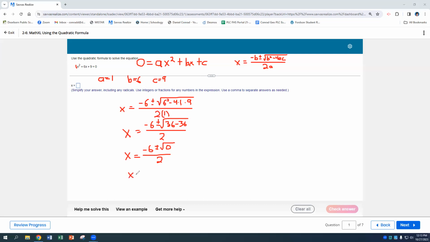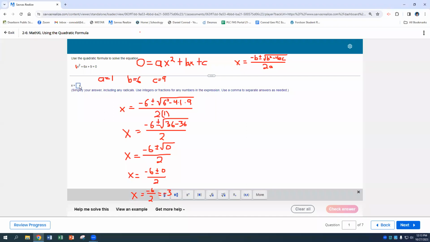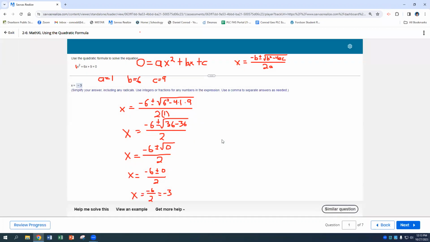So we're going to end up with x equals negative 6 plus or minus 0 over 2, right? Plus or minus 0 is just nothing. So we're going to end up with negative 6 over 2, which is just going to be equal to negative 3. Okay, so we're going to put in our answer, x equals negative 3. Okay, and we're good. All right, let's try a little bit more difficult one.